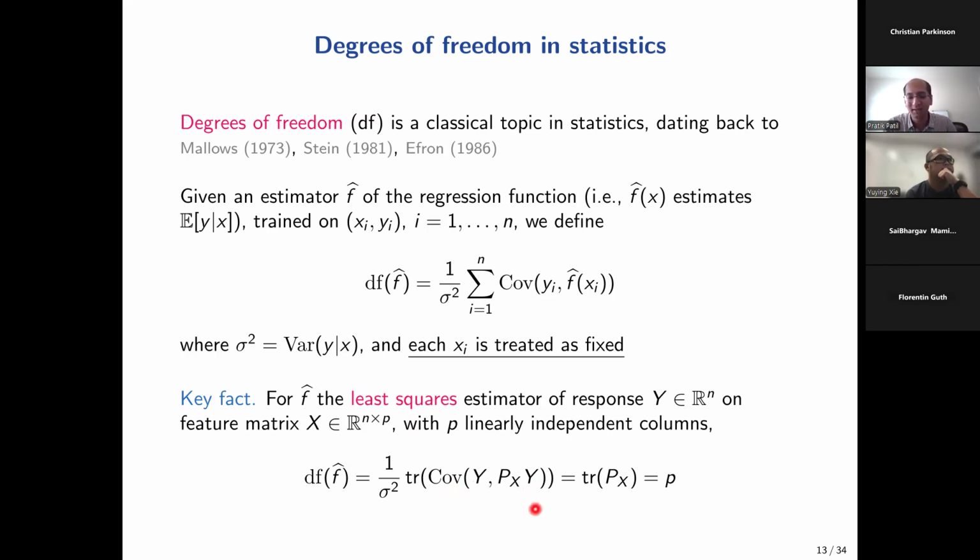The part I find quite interesting here is that this holds no matter what x is. You do not need to assume anything on x or on y. It's intuitive, but also quite powerful that for any x and y, for least squares, if you evaluate this covariance formula, you will get p as the degrees of freedom.